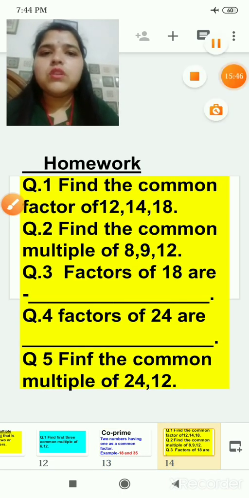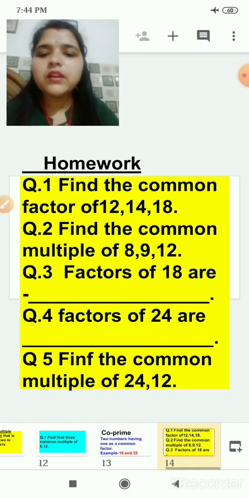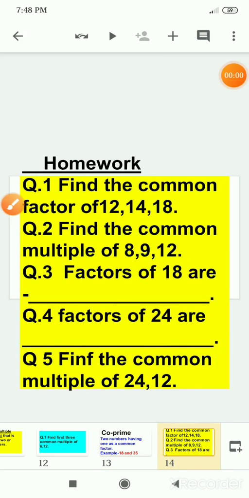So what have we discussed today? We have discussed common multiples, common factors and co-prime. Students, you have to complete this homework. The rest of the things I will take in the next class.